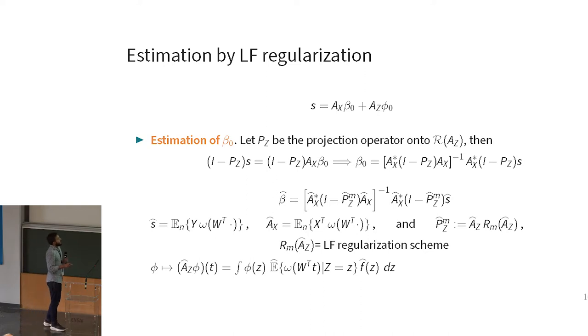Once we have obtained the beta hat, we just have to isolate this component here on the left-hand side, and then we obtain an estimate of the phi hat by applying the Landweber-Fridman scheme to this difference.